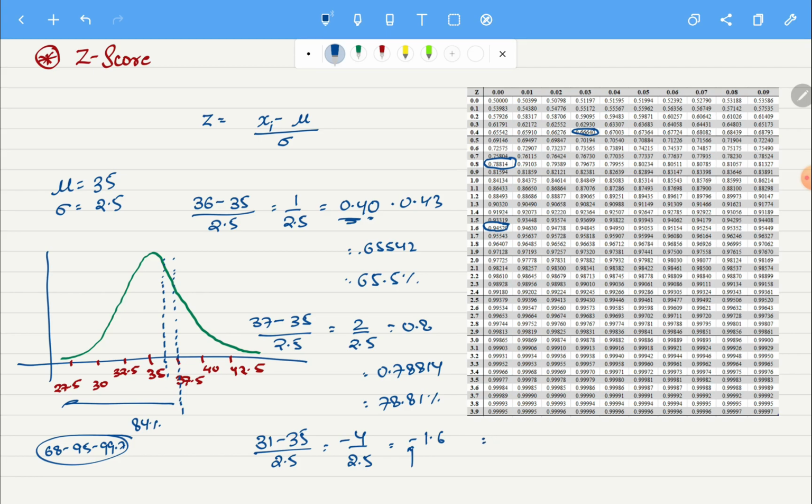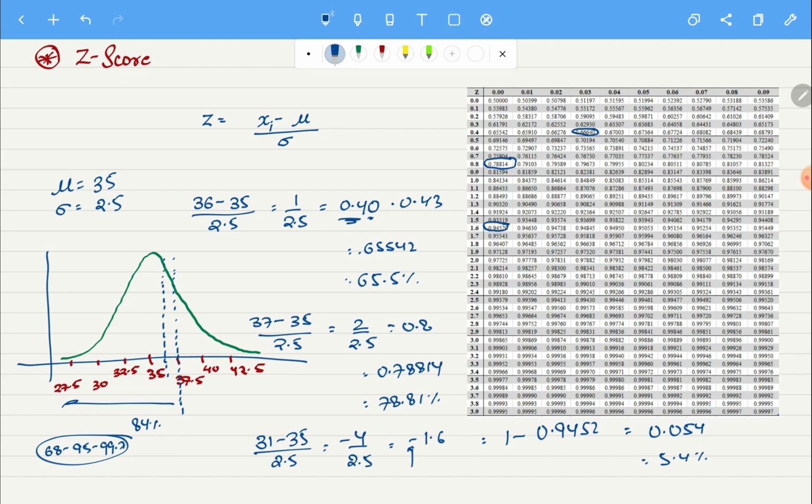So now to get to z = -1.6, you will just do 1 minus 0.9452. And this should be equal to 0.054, or 5.4% of the drivers get retired before the age of 31. So that is the importance of z-score, and that's how you can actually find the proportion of people or the percentage of people within certain limit or within certain range.